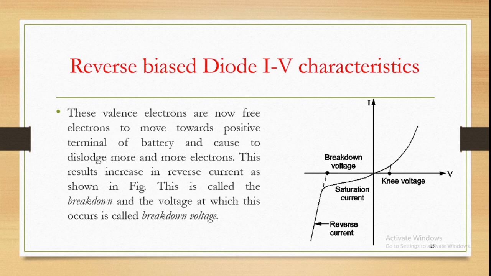So you can see in the diagram where we are getting a saturation current irrespective of the voltage, then we get a larger reverse current. That is called the breakdown voltage, at which the large reverse current occurs. And we have the forward bias characteristics, where beyond a certain voltage we get a larger current.